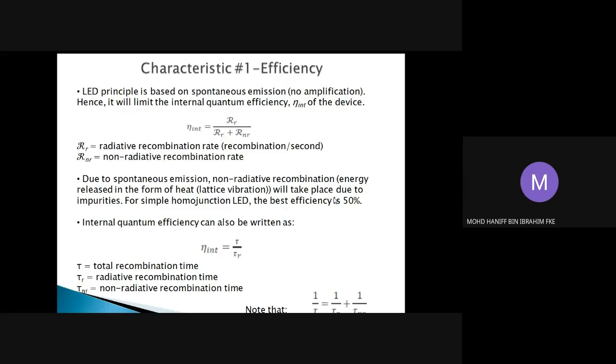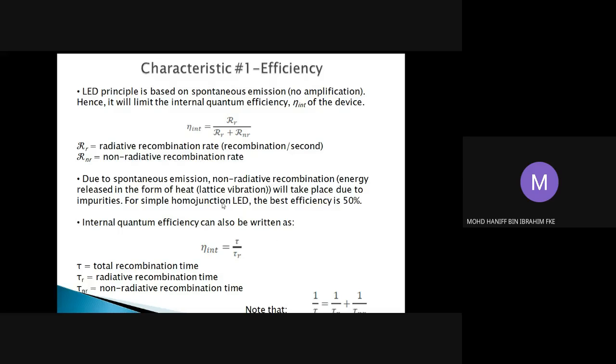heat. So for the quantum efficiency, eta is equal to the radiative recombination rate divided by the radiative recombination rate plus the non-radiative recombination rate. That should be the equation used to determine the internal quantum efficiency of the LED. In other words, this is the parameter that can be used to explain the efficiency of light produced by the LED.